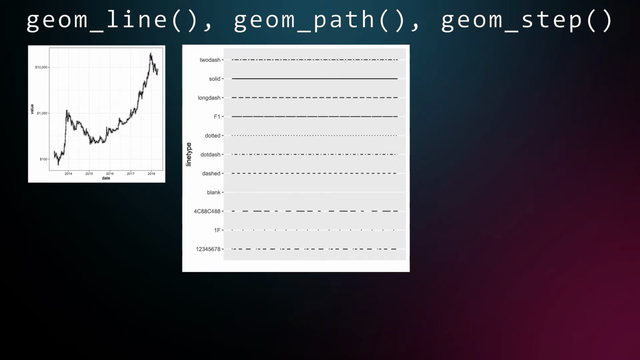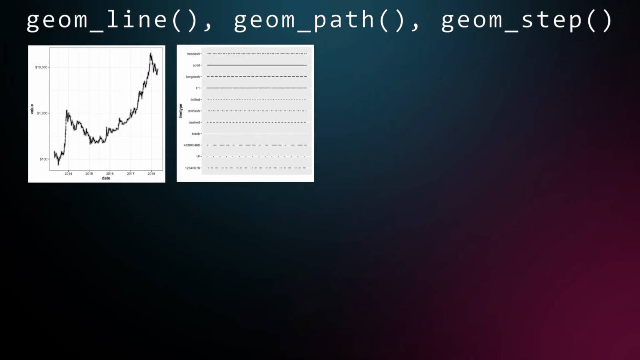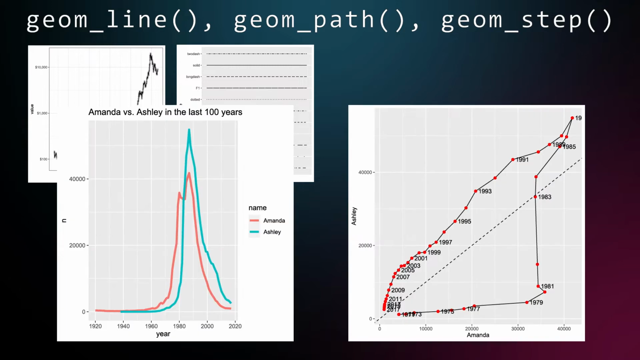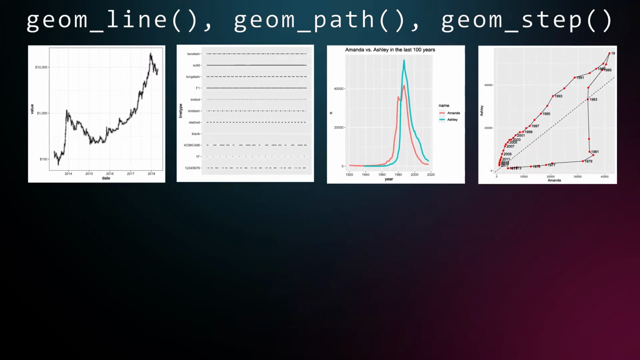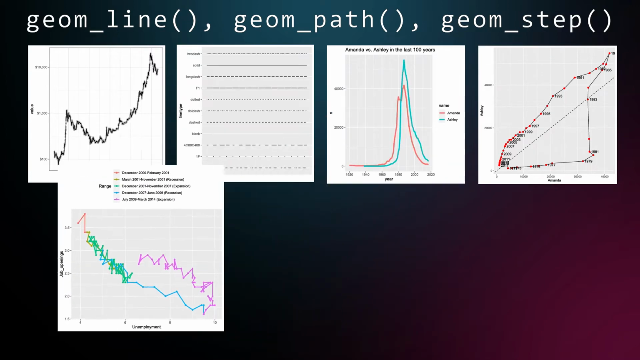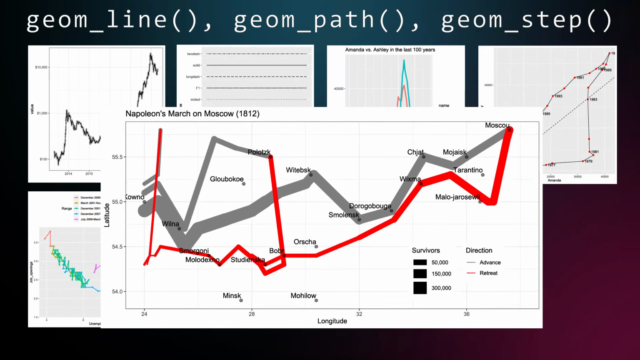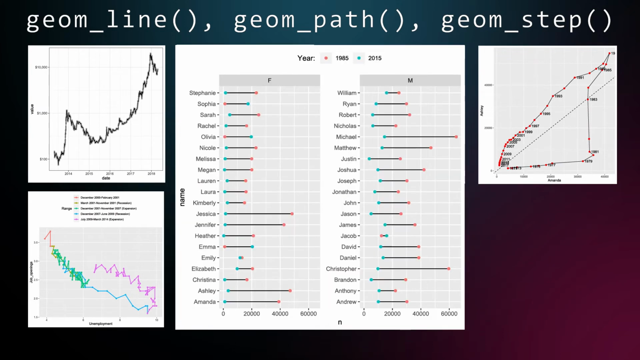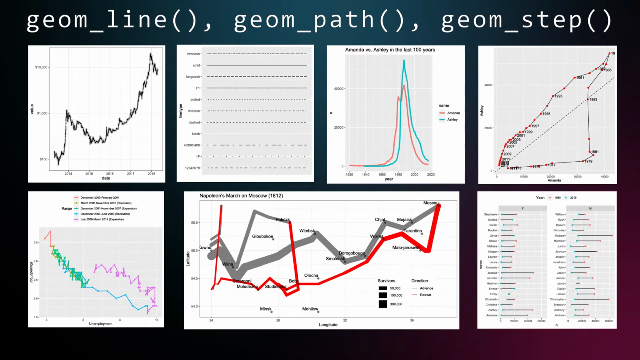Today I'm going to show you how to use the different geom_line and geom_path function arguments. I will use these for several examples, like the evolution of popularity in baby names, the Beveridge curve that shows the relationship of unemployment and job openings during recessions and expansions, the Russia campaign of Napoleon, and the use of geom_line in Cleveland dot plots. Let's start with the R code.